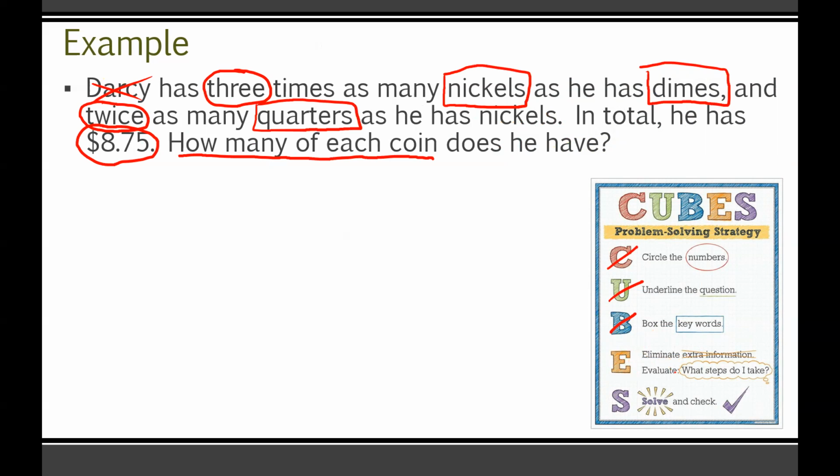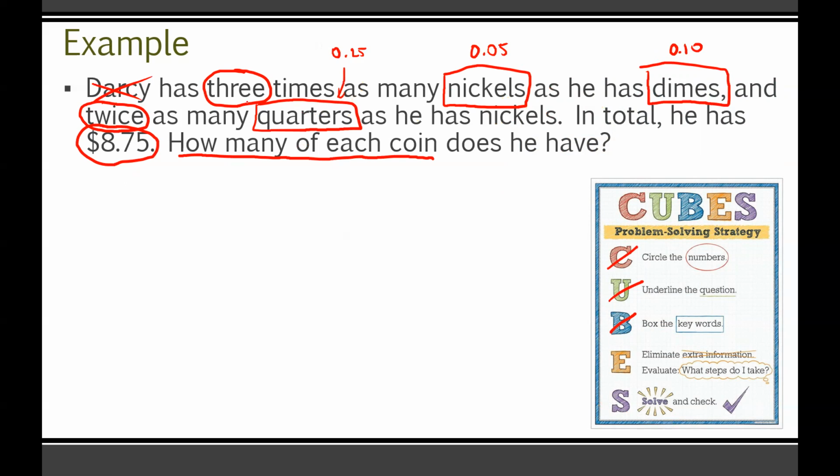Now, we've got to evaluate this, right? What steps are we going to take here? Well, if I look at my keywords, I boxed nickels, dimes, quarters. It's probably useful to understand how much each of those are worth, right? We know how much money we have in total here, $8.75, but a nickel is of course worth 5 cents. A dime is worth 10 cents, and a quarter is worth 25 cents. So that might help lead us to something here.